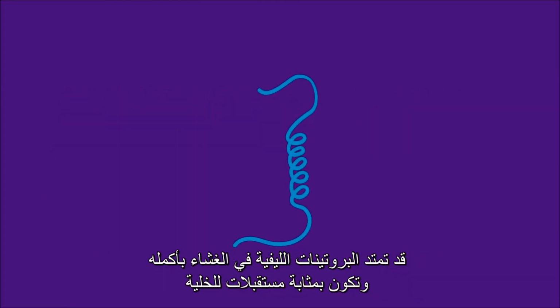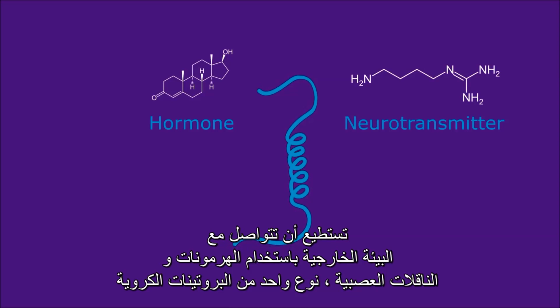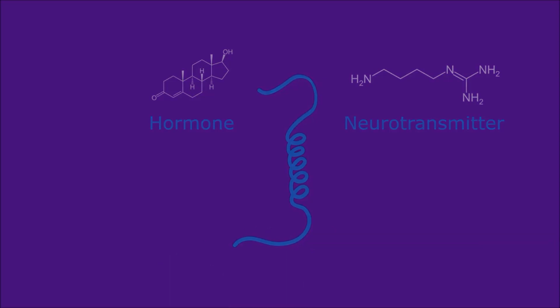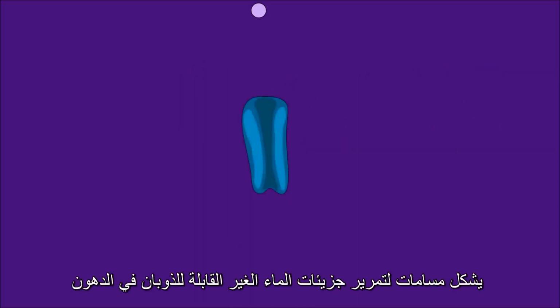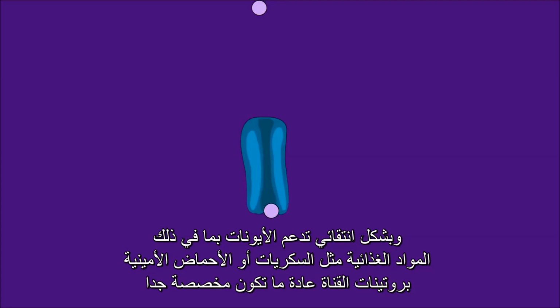The fibrous proteins may span the entire membrane and serve as receptors for the cell. They communicate with the external environment using hormones and neurotransmitters. One type of globular protein forms pores to allow lipid-insoluble water molecules to pass through. Other integral proteins serve as channels and selectively support ions, including nutrients such as sugars or amino acids.